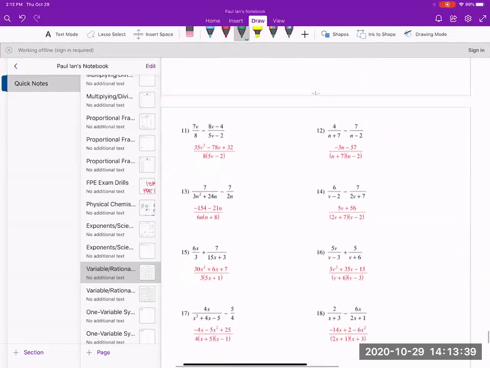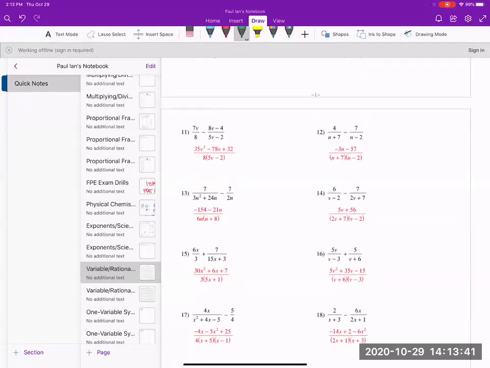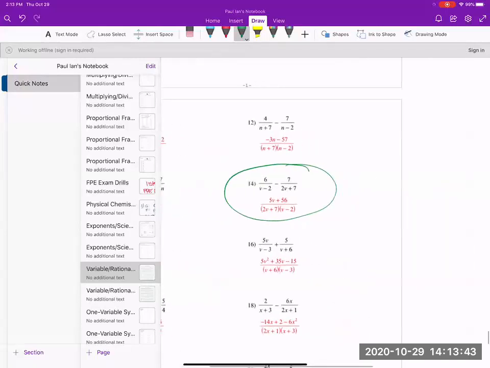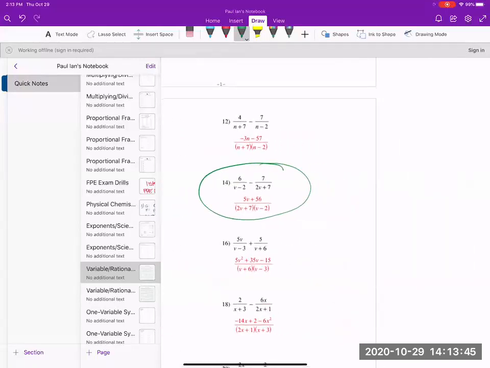What about let's do something harder. Let's look at this guy. I guess just to pick one. What do you do first? Do the denominator. Okay. So you do v minus 2, right? Yeah. And you times it by the one that it doesn't have, the 2v plus 7.